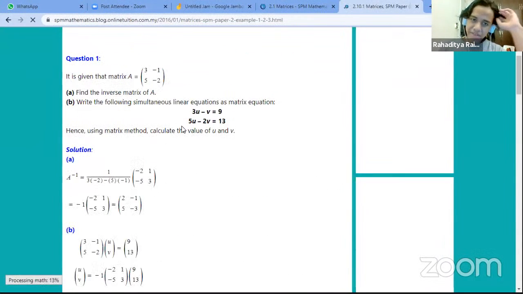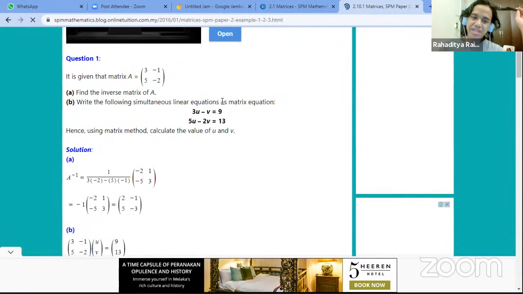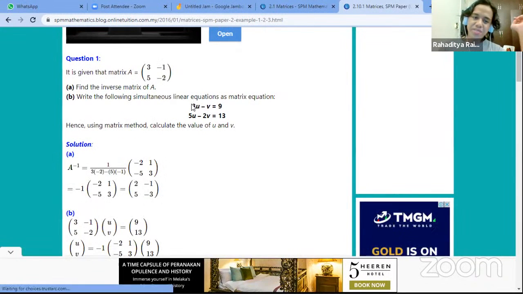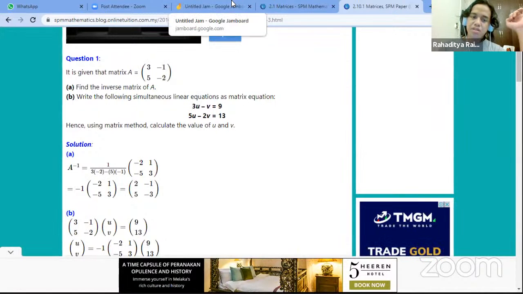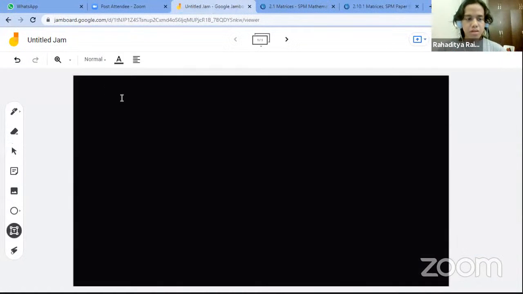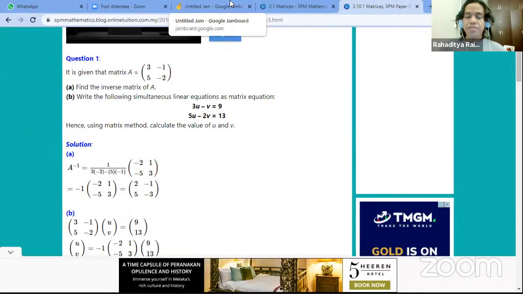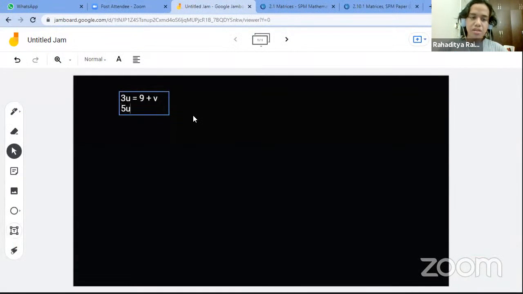In your SPM, they usually ask things like this: write the following simultaneous linear equations as a matrix equation. Hence, using the matrix method, calculate the value of U and V. 3U equals 9 plus V. And next you'll have 5U minus 2V equals 13.